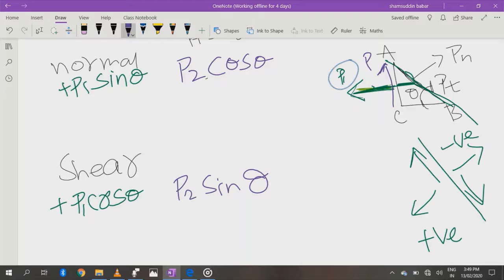And about the sign, I know that, for example, the force is applied here in the opposite direction. So my normal component will be in this direction and shear will be in this. According to this, the normal is negative and shear is positive.